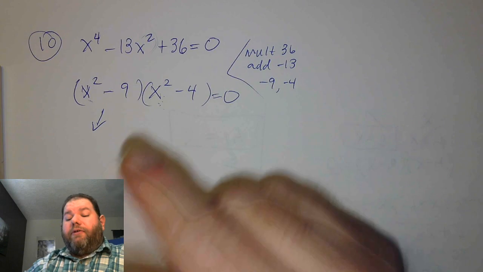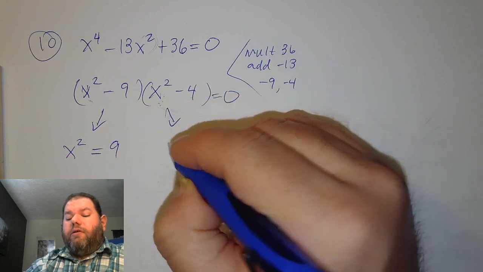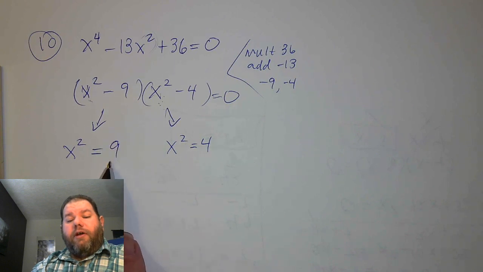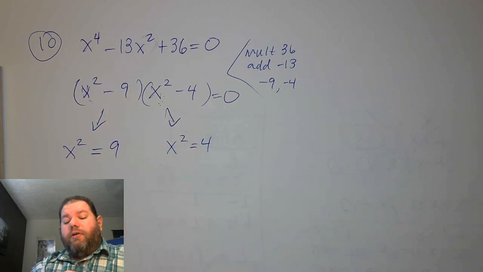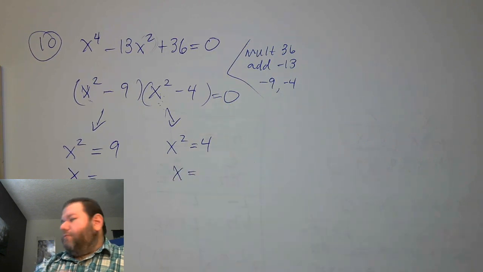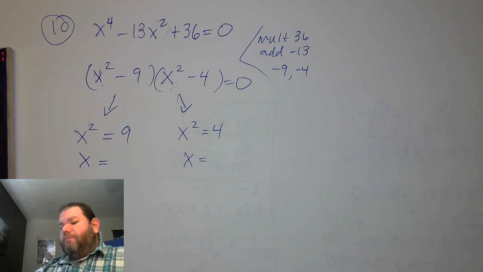Now, we still have to solve the remaining parts here. So by setting those equal to 0, we basically get x squared equals 9 and x squared equals 4. So what then are the 4 solutions to this problem? Three and negative 3, 2 and negative 2.